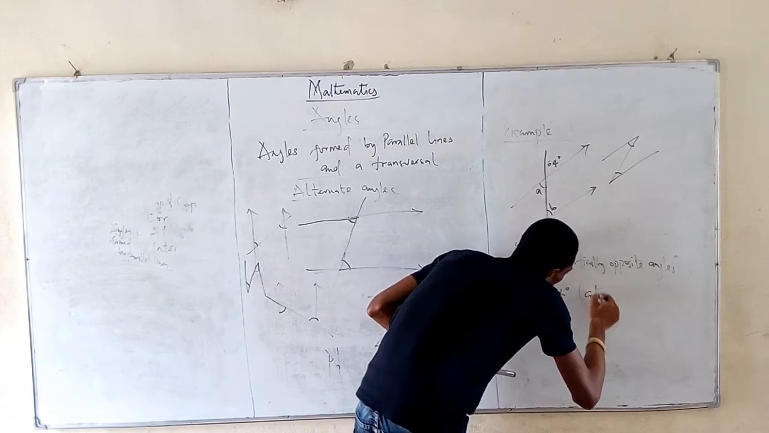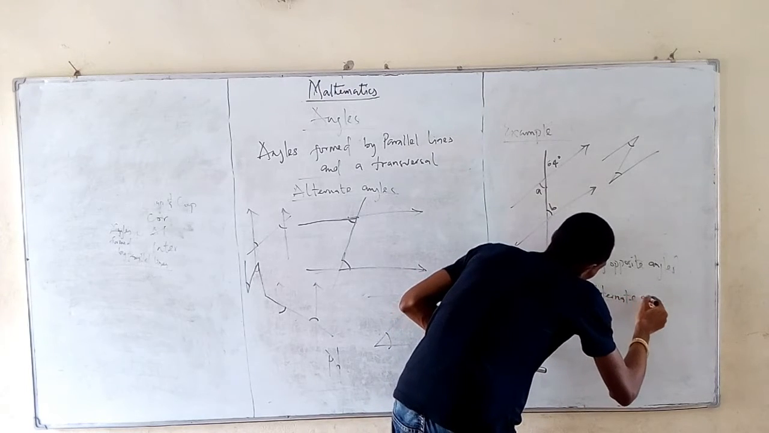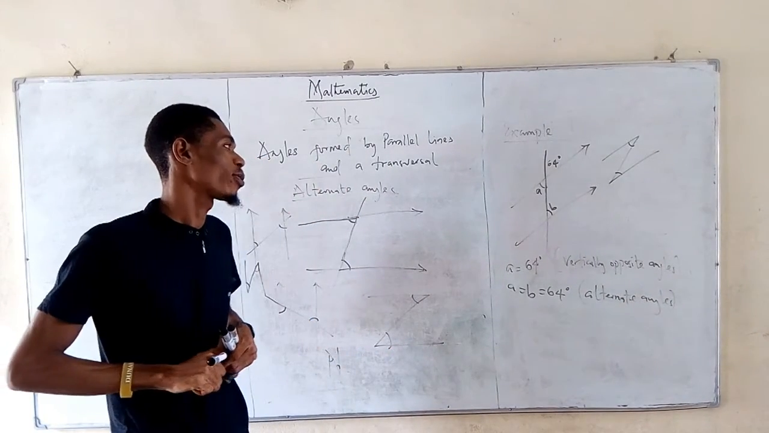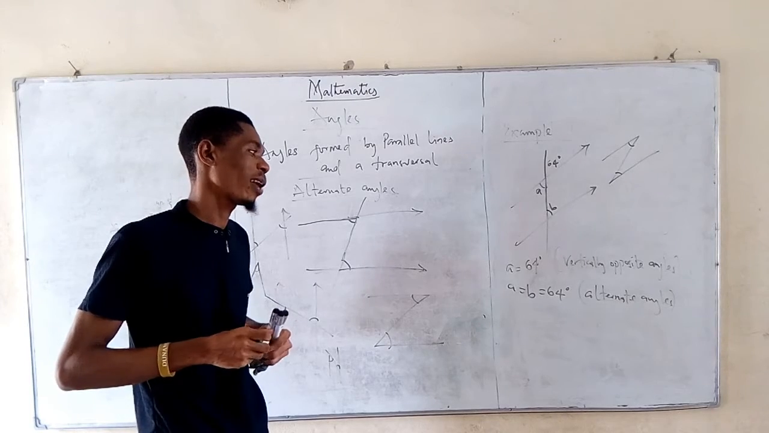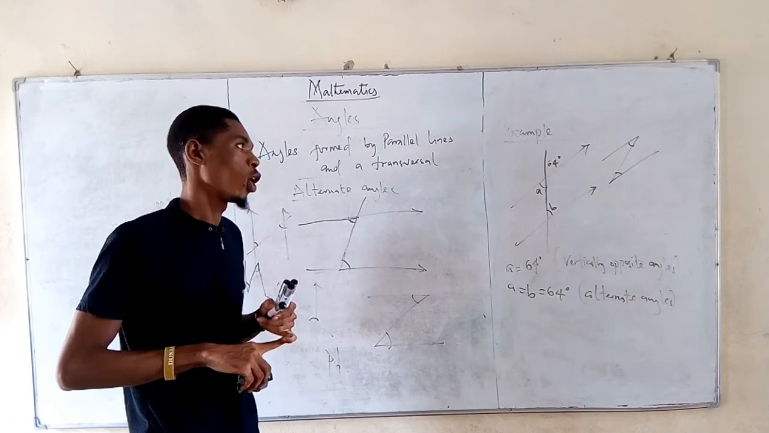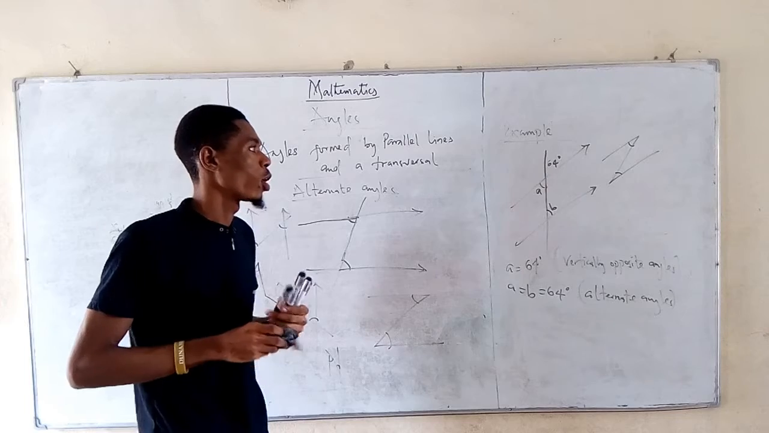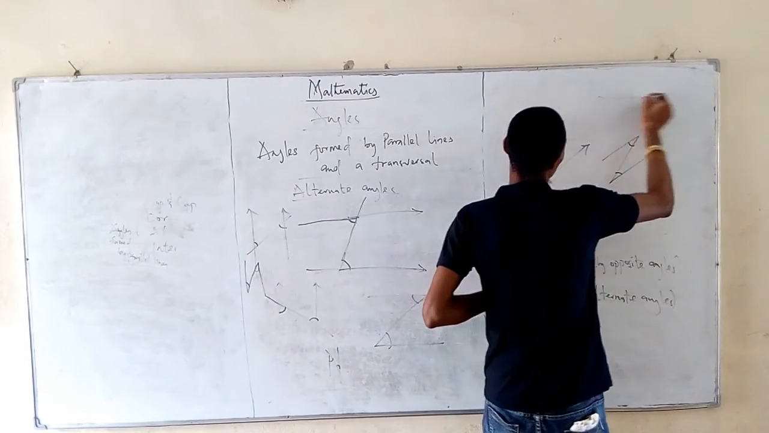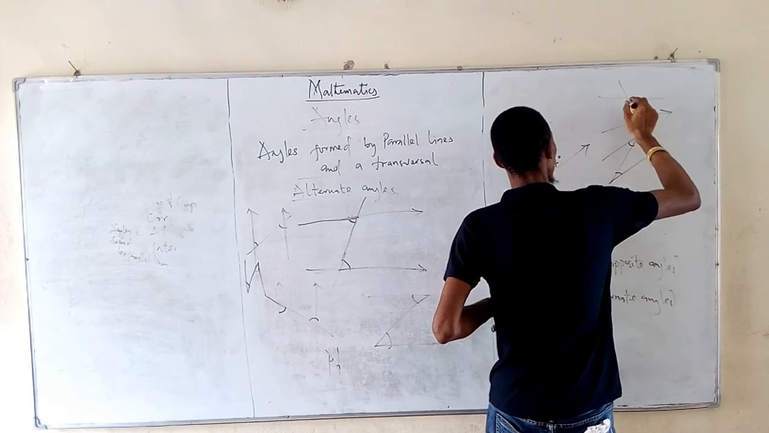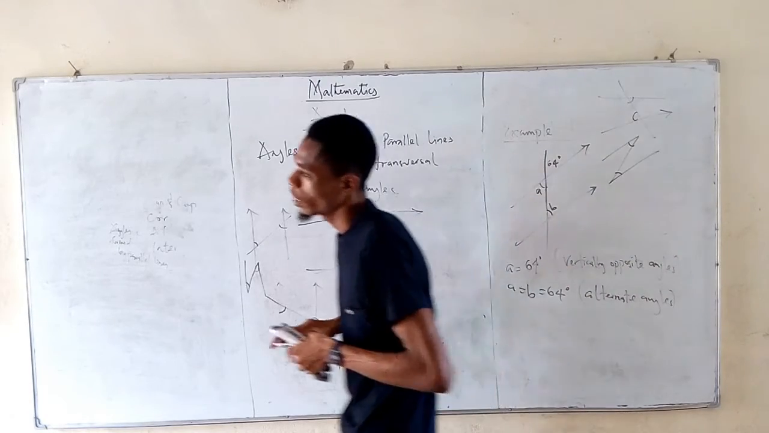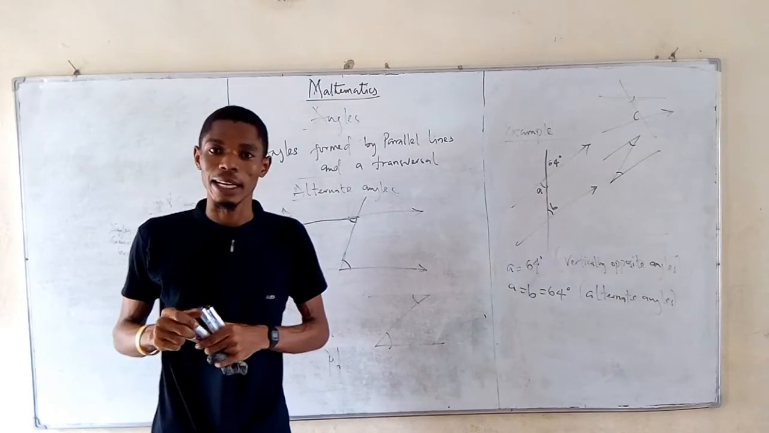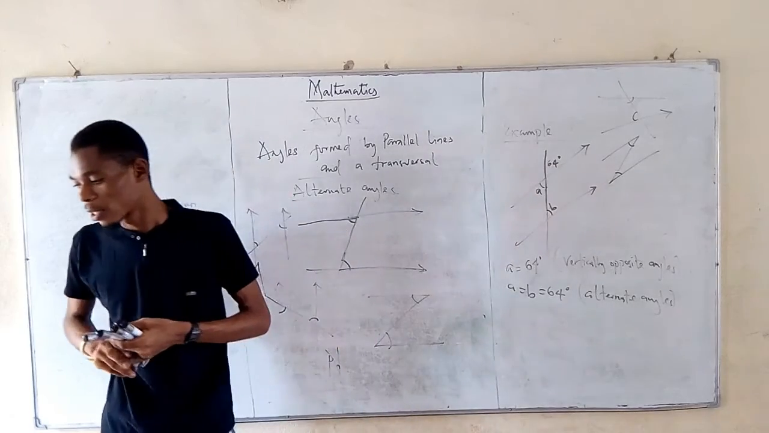Why? Because they are alternate angles. Very simple. So we are done. Our A is equal to 64 degrees, our B is equal to 64 degrees. Why? Because they are alternate angles. Alternate angles always form a Z or an N shape with a parallel line. Please take note. If the lines are not parallel, this angle is not equal to this angle. They are not alternate angles. Alternate angles and corresponding angles are all formed with a parallel line.